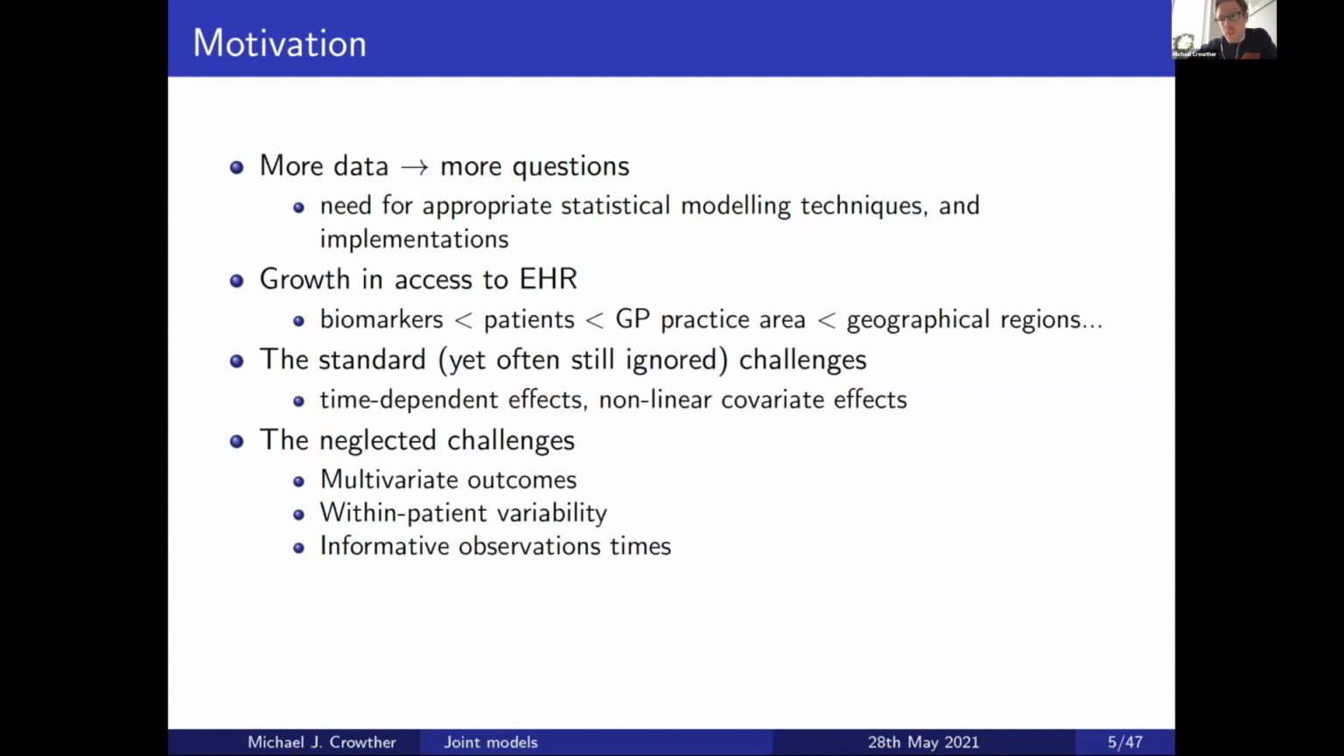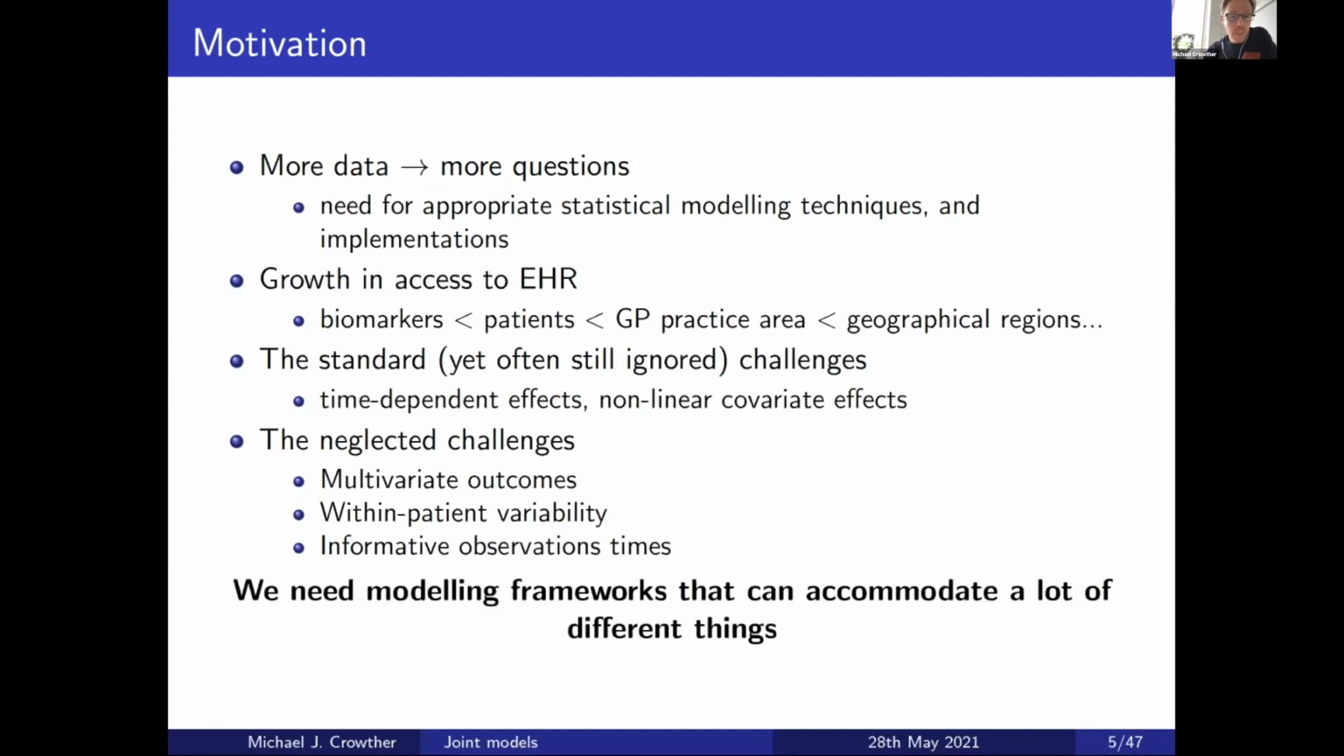Informative observation times. Certainly when we start to model electronic health records, patients go to the doctors when they're sick. So the fact that we have an observation can itself be informative. Generally within the joint model framework, we tend to make an assumption that the observation process is ignorable, essentially. So how valid is that? Of course, we need modeling frameworks that can accommodate lots and lots of different aspects as we start to ask these more detailed questions.